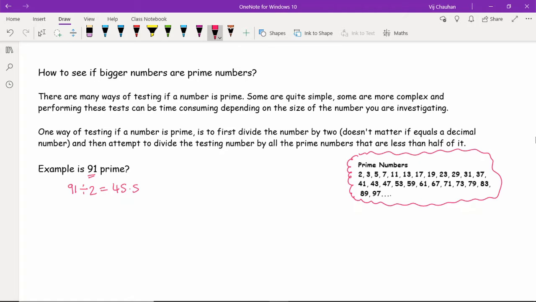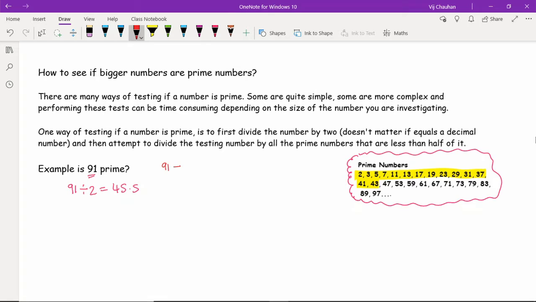So what we're going to do is divide 91 by each of all the prime numbers that are below 45, and just see which ones there are. So from this, if I start off, what we're looking for is to see if there is a number where it fits in nicely.